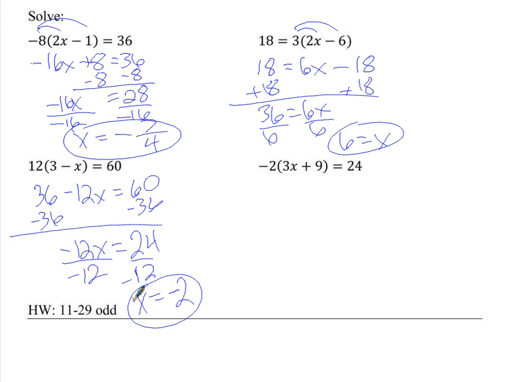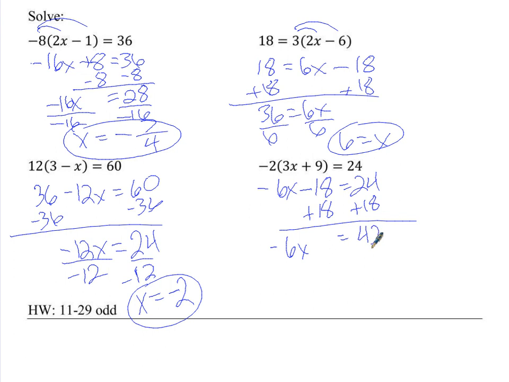Somebody else? Volunteer? We're just calling somebody. Go ahead. Okay, distribute. What do we get? Nice. Okay. Remember that gets distributed to both terms. You want to continue? Okay. Good. This is a negative 18. We want that to turn into 0, so we're going to add 18 to both sides. And now what do we have?